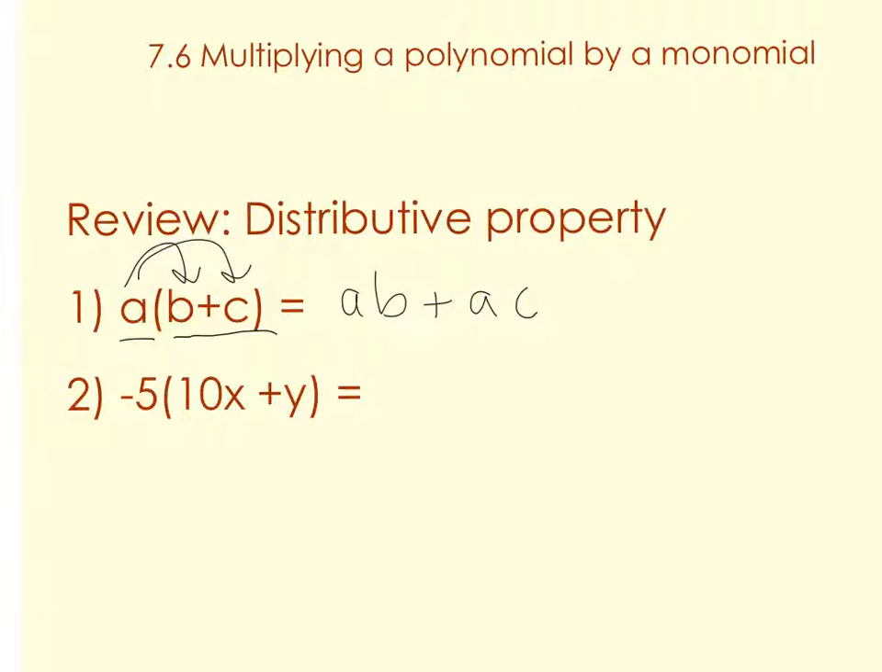If I look at problem number 2, I see a similar problem. I see a term outside a set of parentheses and a few terms inside the parentheses. So again, I draw arrows to remind myself to multiply. So negative 5 times 10x is negative 50x, and negative 5 times y is negative 5y. And again, I look to see if I have any like terms. However, I do not because x and y are not like terms.